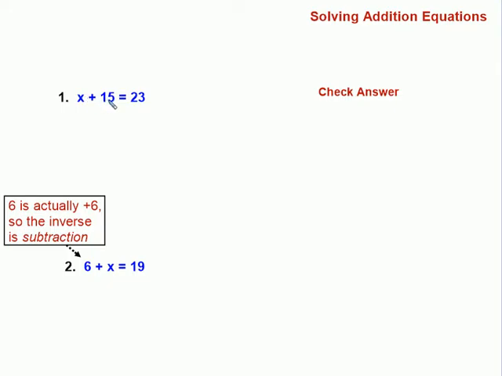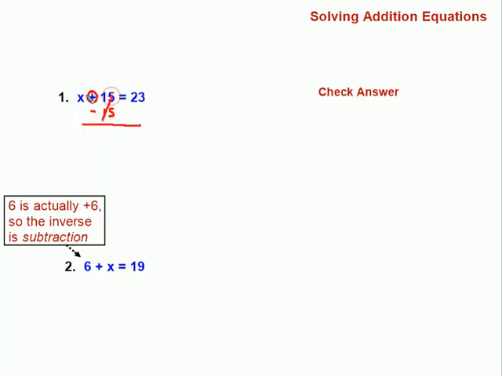Well, right now we're adding 15 to x, so if we want to get rid of it, we'll use the inverse operation. Rule number 2, use inverse operations to get x all by itself. So the inverse of addition is subtraction. So we will subtract 15 from this side of the equation.